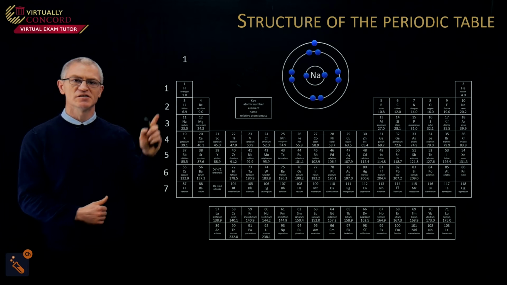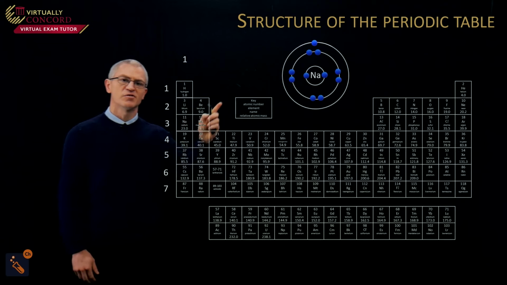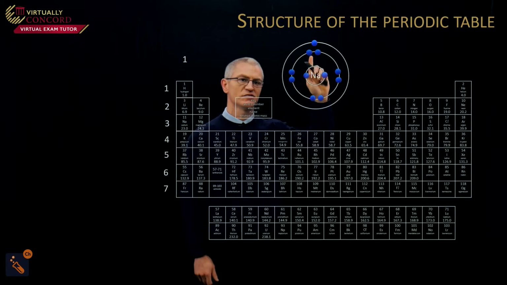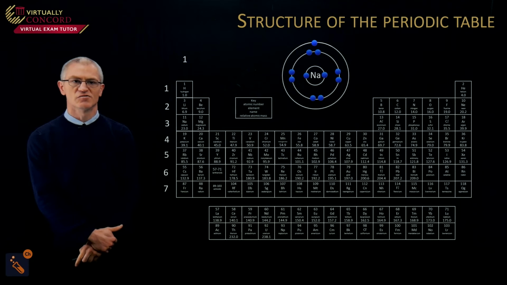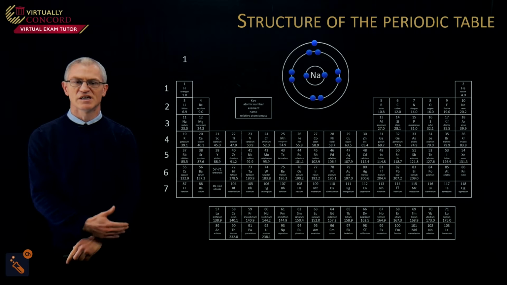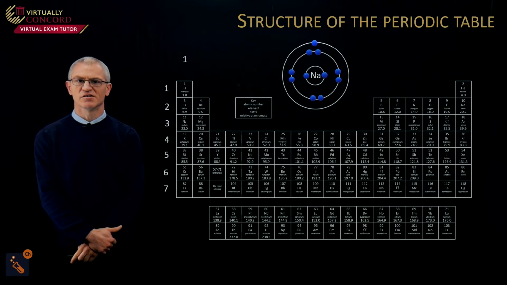So if you look, sodium is still in period 3, so 3 shells, and group 1. So group 1 indicates the number of electrons it generally has in its outer shell. So you can see there's 1 electron up here, which is 1 electron in its outer shell. That works for groups 1 through to 7 and then 0. For transition metals, there are other things you have to take into account.